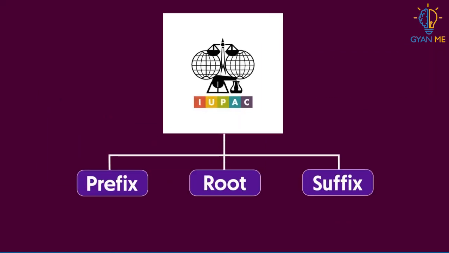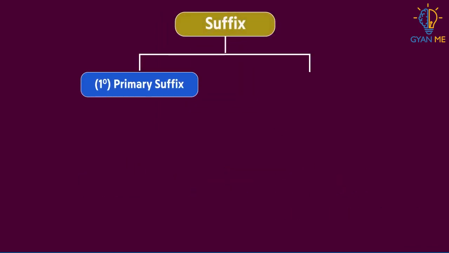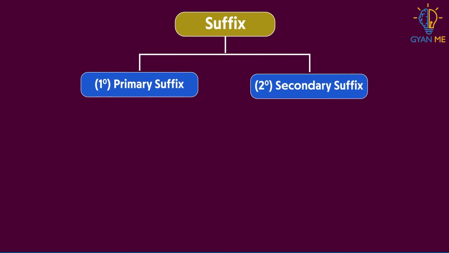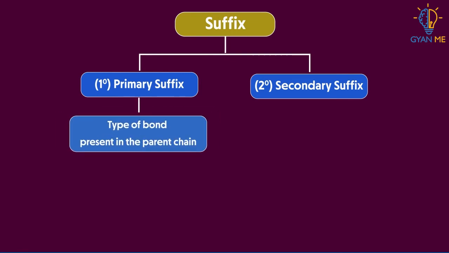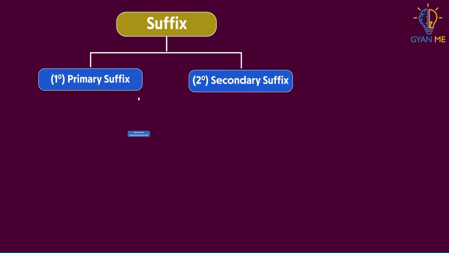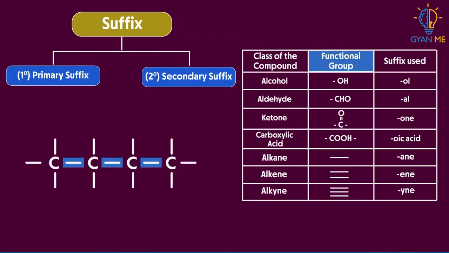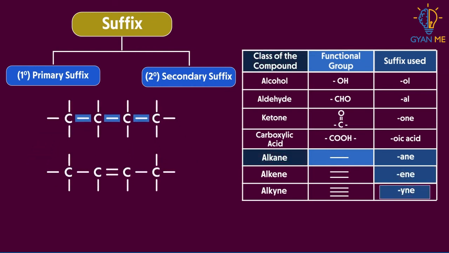The third part of the IUPAC name is the suffix. As the name suggests, it forms the end of the name. It is divided into two parts, primary suffix and secondary suffix. The primary suffix comes immediately after the root word. It represents the type of bond present in the parent chain. For example, if all the bonds between carbon atoms are single, then the suffix "-ane" has to be used. And why so? Because it will be a member of the alkane family. Similarly, suffixes "-ene" and "-yne" are used for compounds containing double and triple bonds respectively.